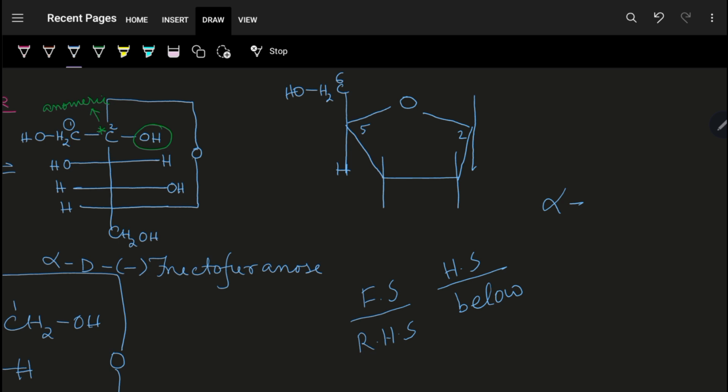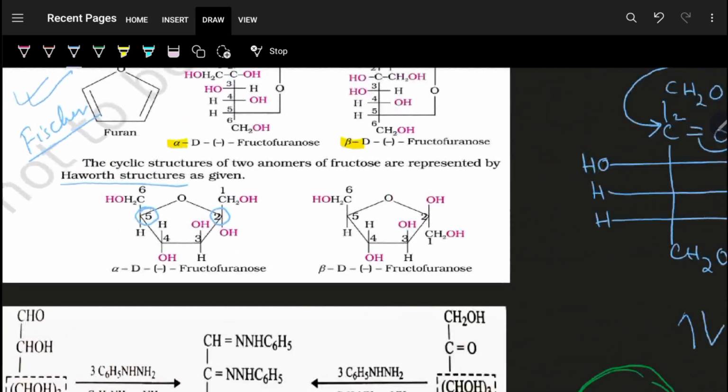So if I want to represent the alpha form, alpha D minus fructofuranose, the configuration at C2 on the right hand side is OH. So this is OH. And what is on the left hand side is a CH2OH. So this is your carbon number 1. And it is H and OH. So here it will be OH, here it is H. So mark with what you have in the book.